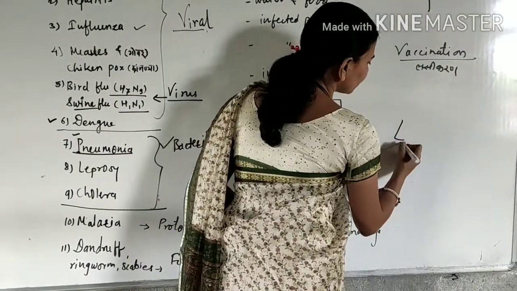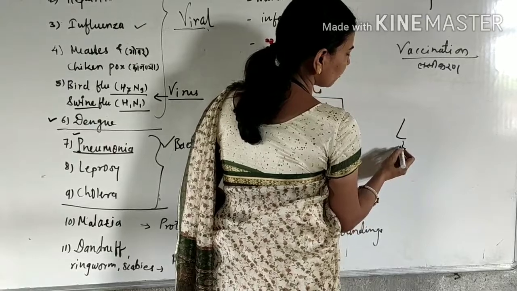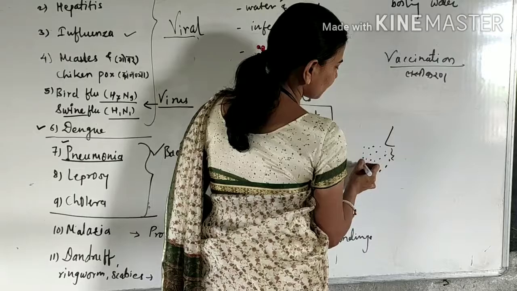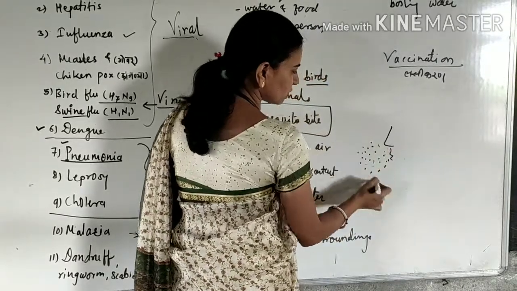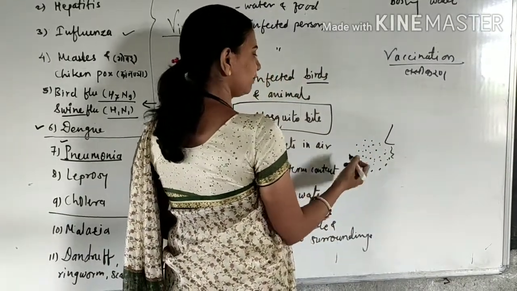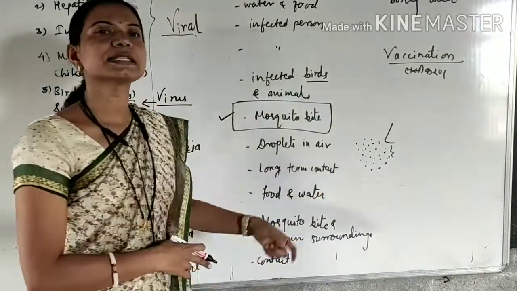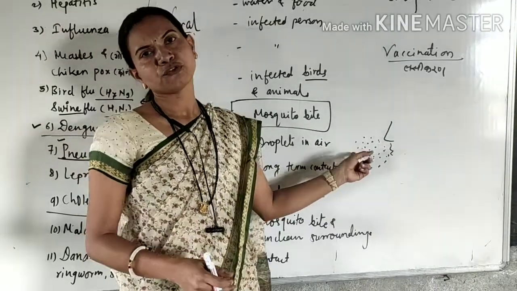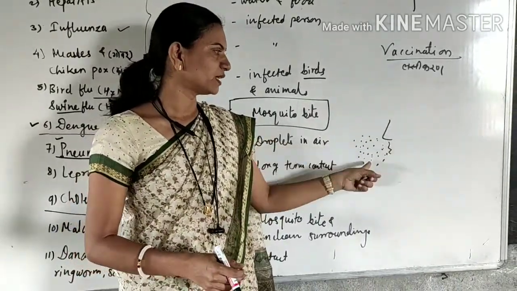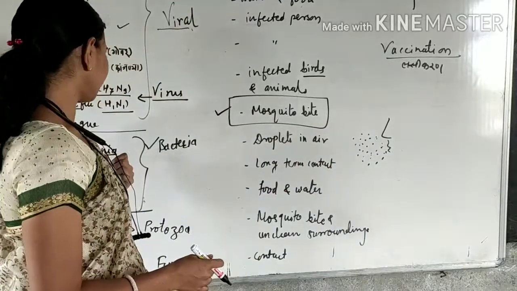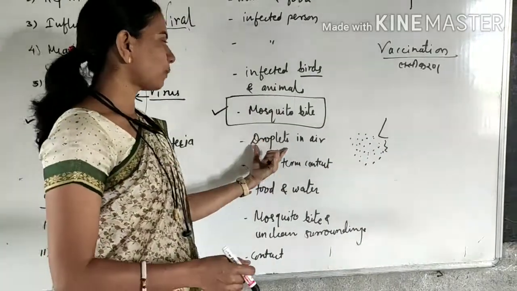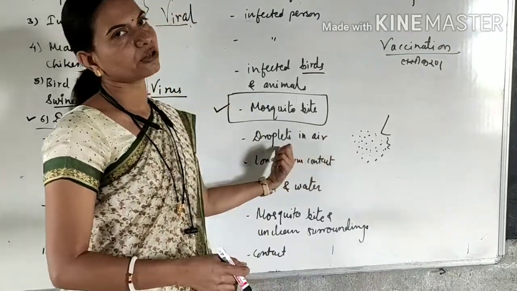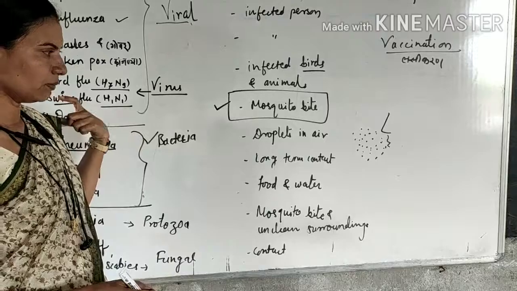If there is an infected person, then when sneezing or coughing, small droplets from this patient's mouth are spread in the air and they are suspended in the air. And if any healthy person comes in contact with these droplets of sputum of this infected person, then there is a chance of infection of this pneumonia. So droplets which are spread in the air by the infected persons are responsible for the infection of this pneumonia bacteria.